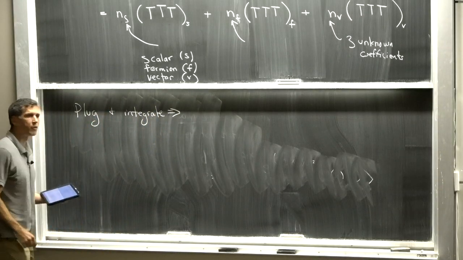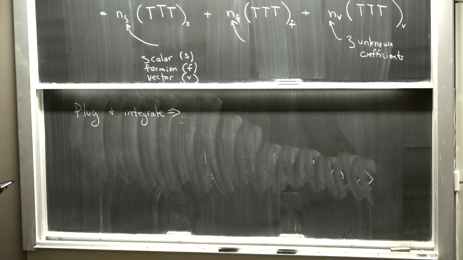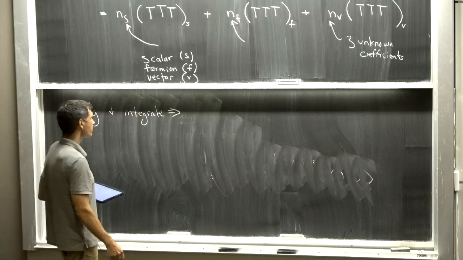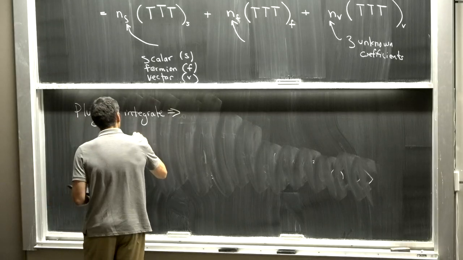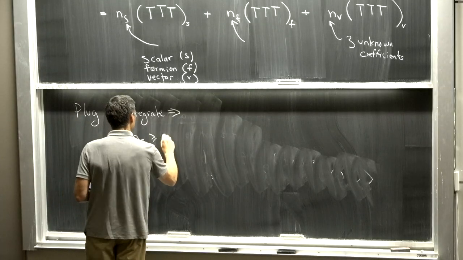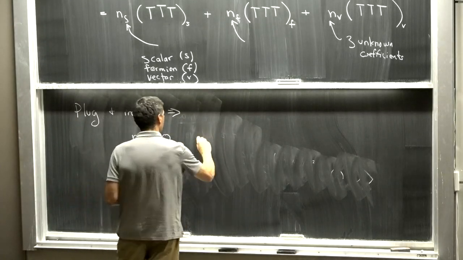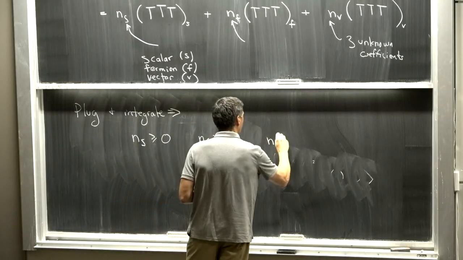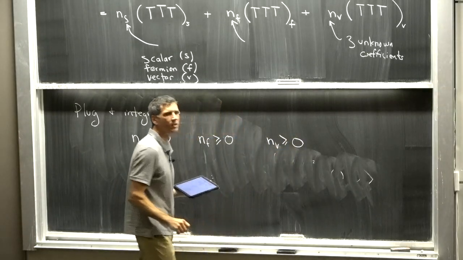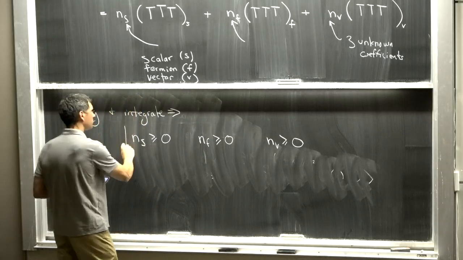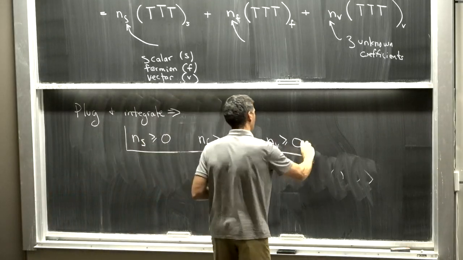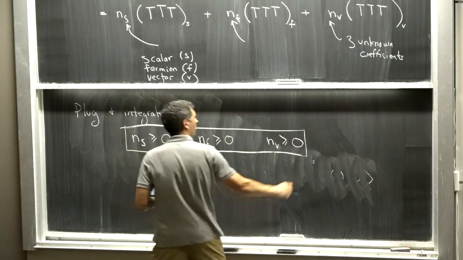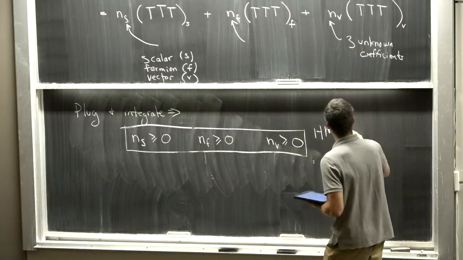And you have to do this for all choices of polarization vector. We have polarization epsilon mu nu. So you consider all possible polarizations, you plug that in, and you find the inequalities NS is greater than or equal to 0, NF is greater than or equal to 0, and NV is greater than or equal to 0. So these are the Hofman-Maldacena bounds.